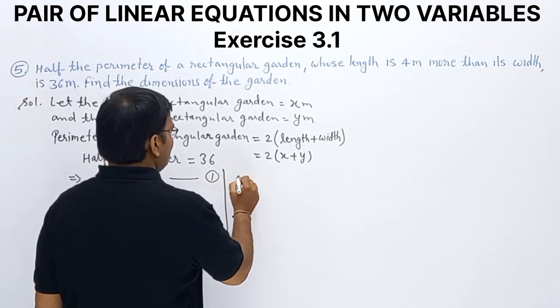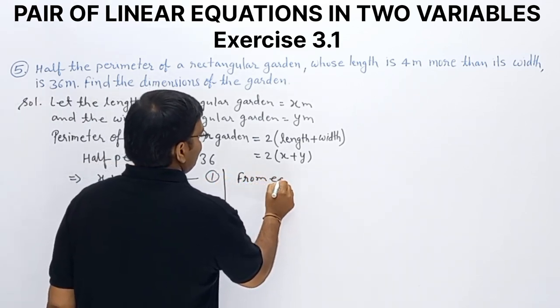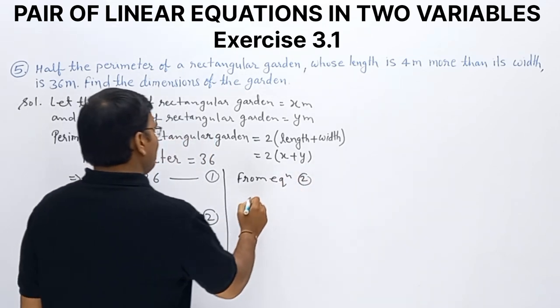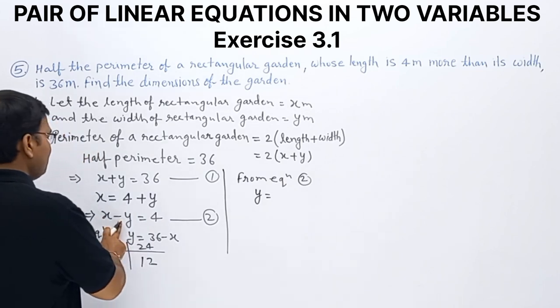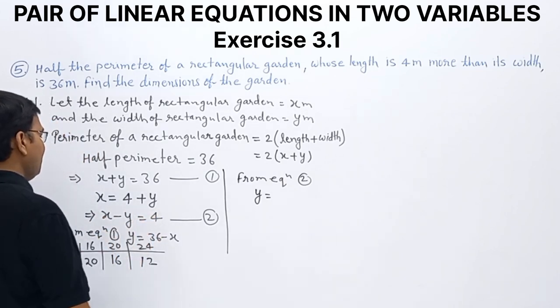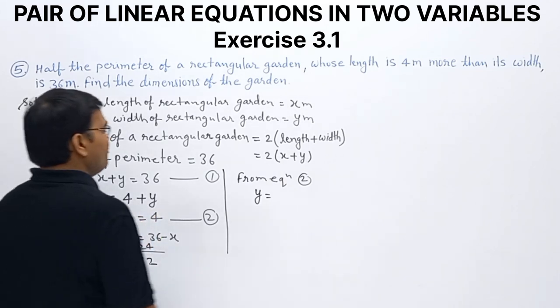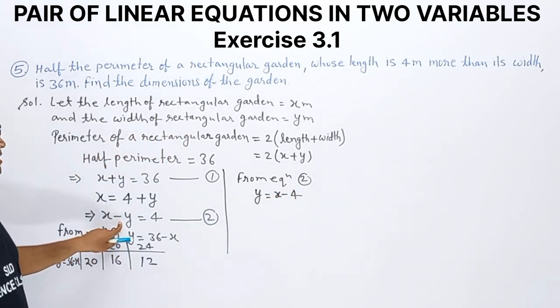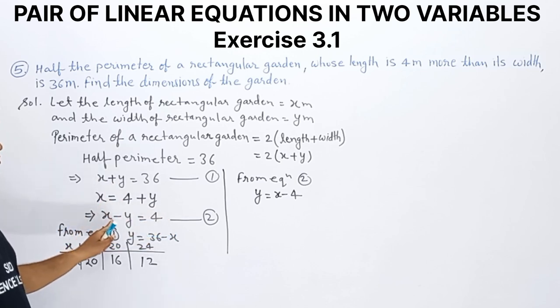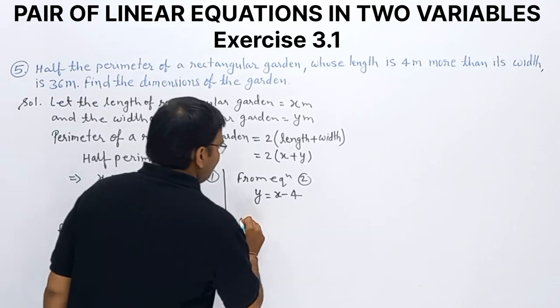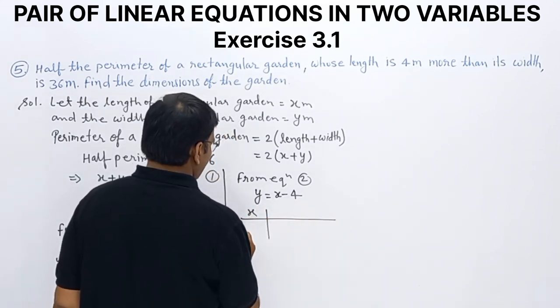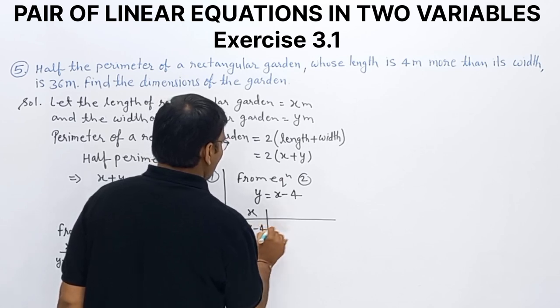Now from equation 2, x minus y equal to 4. We transpose y towards the right and 4 towards the left, so we get x minus 4 equal to y. Now we will draw the table, for different values of x we will find the values of y. y equal to x minus 4.